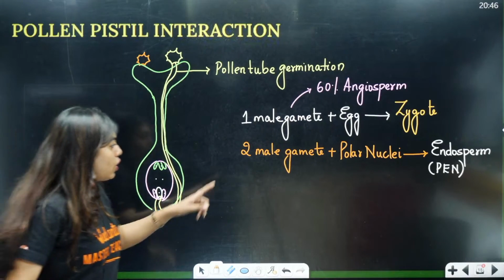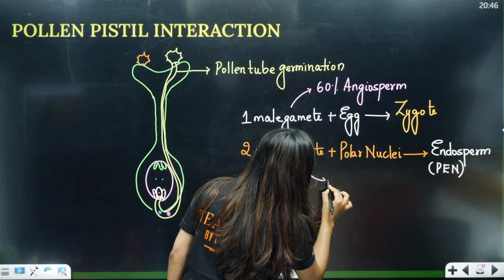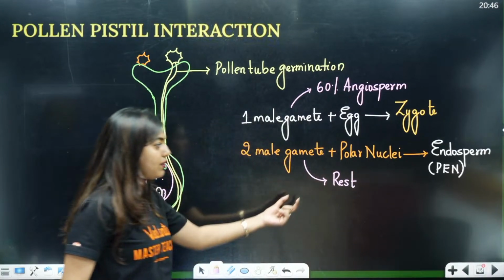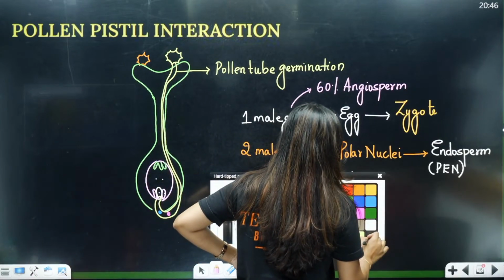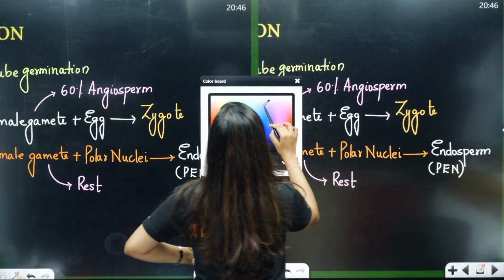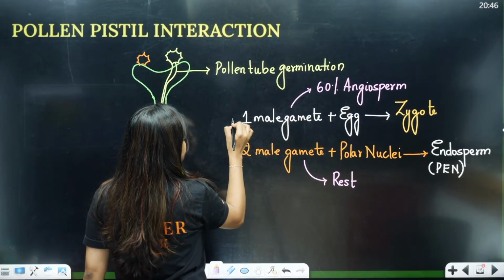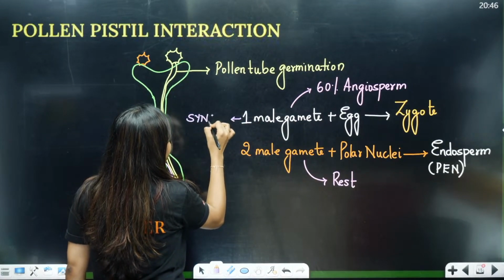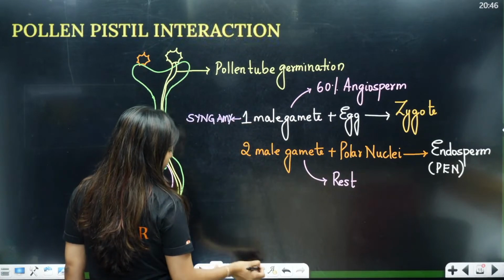So, this is going to happen in the 40%, or we can write rest of them, because again, students, exceptions are there. In the rest of the angiosperms, this is going to happen. Now, remember that each of the processes has a name. What is the name? This process is called syngamy.